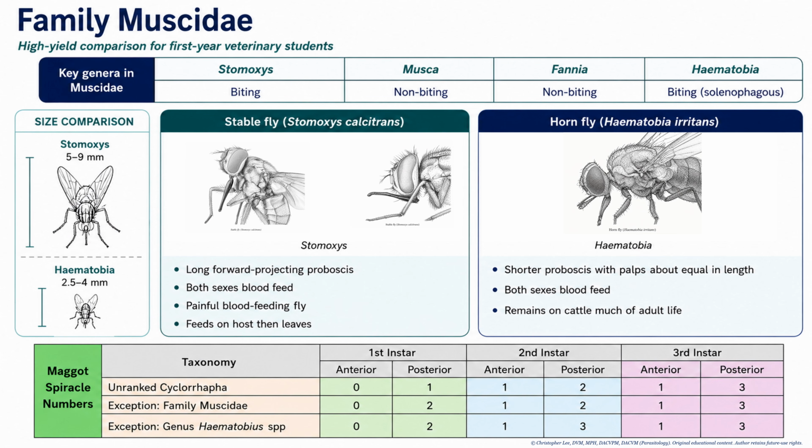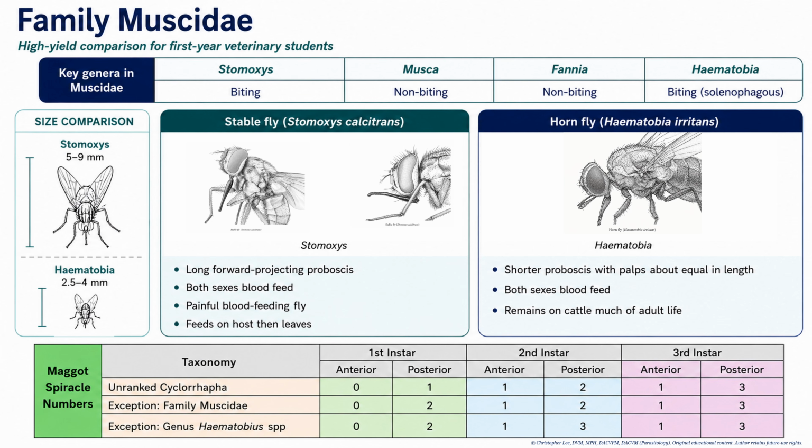Stomoxys calcitrans, or stable flies, feed on the host, often around the lower legs, and then leave rather than remaining on the animal. That matters clinically because the animal still experiences pain, stress, and production loss, but control cannot focus only on treating the host. You also have to think about the environment, especially moist, decaying organic material, manure, bedding, spilled feed, and other larval development sites.